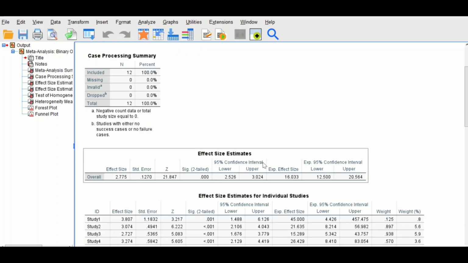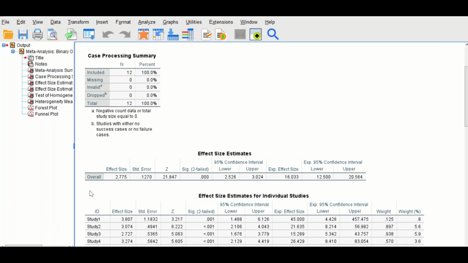Moving to this section here, the effect size estimate, the effect size calculated is 2.77 and the p-value is less than 0.05. So there is a significant difference between the treatment group and the control for overall all the studies.